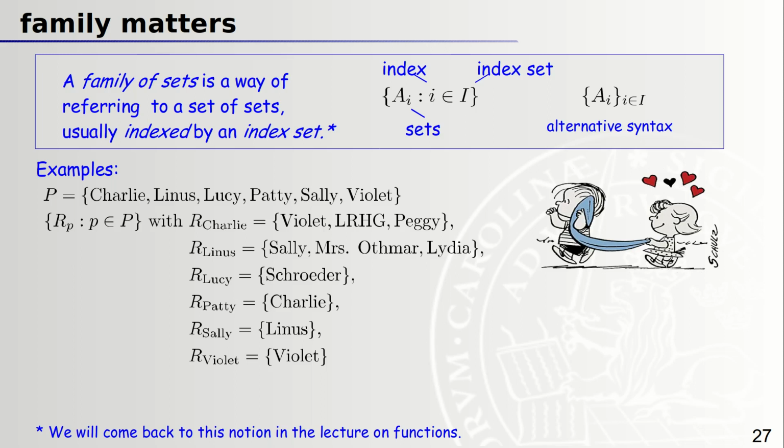For example, Charlie was interested in Violet, the little red-haired girl, and Peggy. Lucy was interested in Schroeder, and Violet in herself. Admittedly, it is a bit of a stretch to classify Violet's infatuation with her curly hair as a romantic interest, but it's all for the good cause of illustrating a mathematical point. Taken together, these sets of romantic interests of the various people in P form a family indexed by the elements of P, that is, by the individual people.